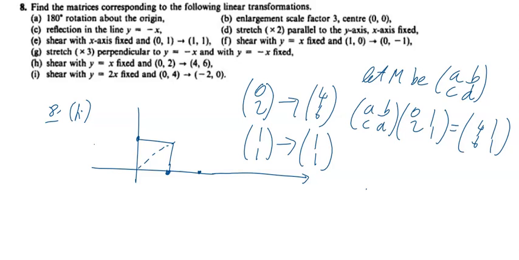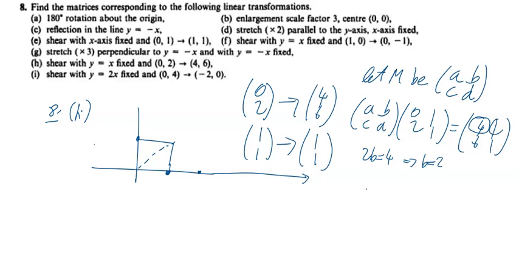So my 4 here is in my first row, first column. So if I look at this 4, it's first row, first column. So you're going to do my first row times my first column. So that's just going to give you A times 0 plus B times 2. So 2B equals 4. Happy days. That gives me B is equal to 2.